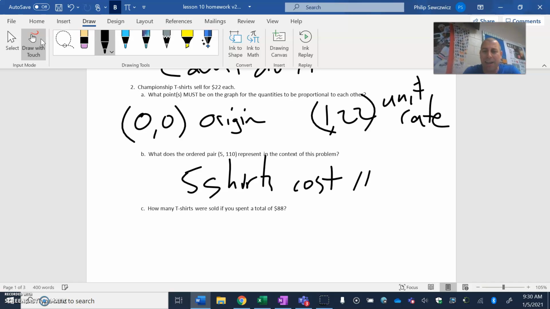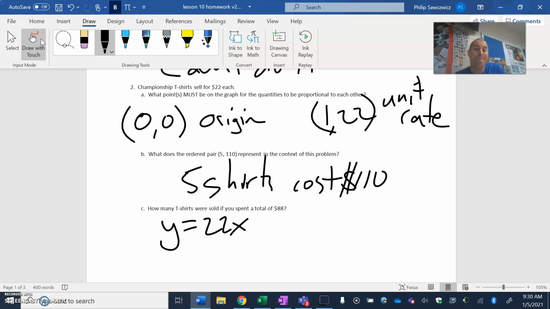Cost, all right, $110. So again, realizing what things are standing for using your ordered pair. So how many t-shirts were sold if you spent $88? Okay, well, let's write our equation out there. Y equals 22x. Now, where did I get the 22 from?